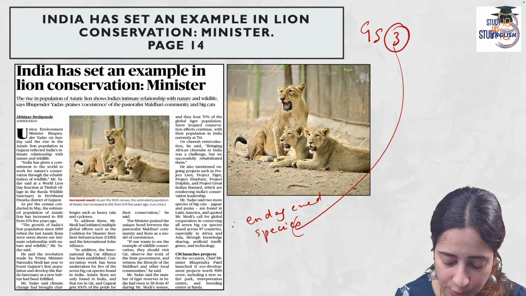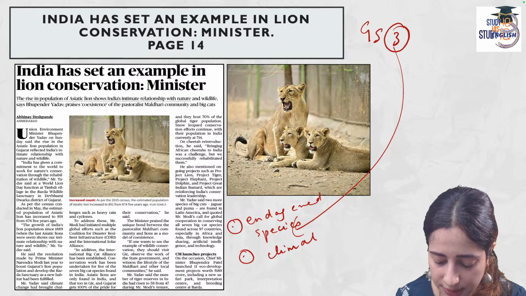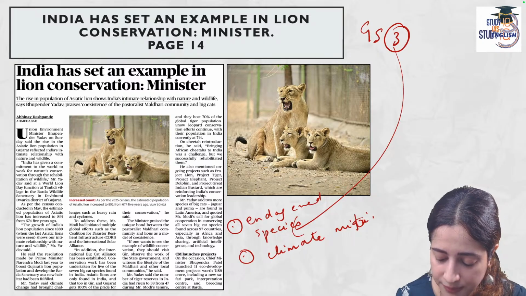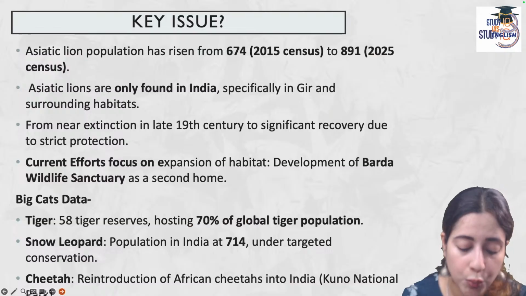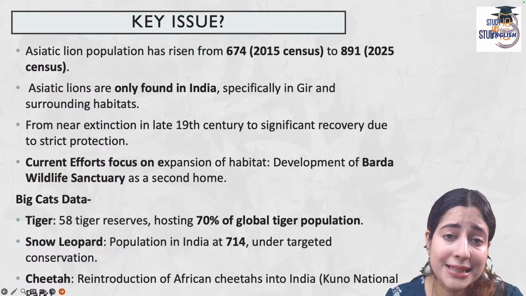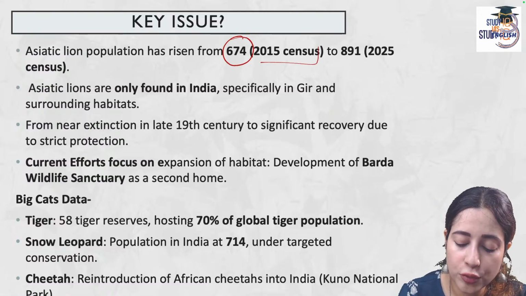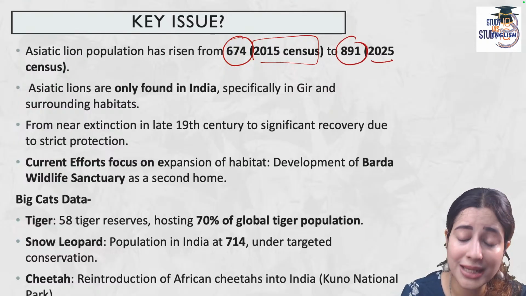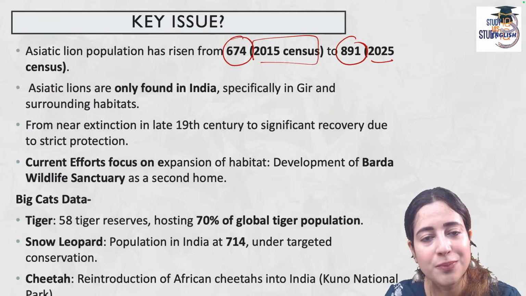Okay, we are talking about endangered species and we are talking about climate mitigation again. This article comes as positive news. Why? Because this article from page 14 says that India has set a world example by actually increasing its Asiatic lion population. That's from 674 as per the 2015 data to now 891 as per the recent 2025 data. Is that not positive news?